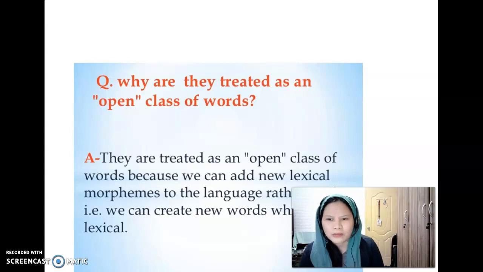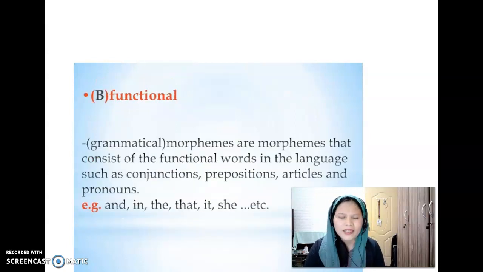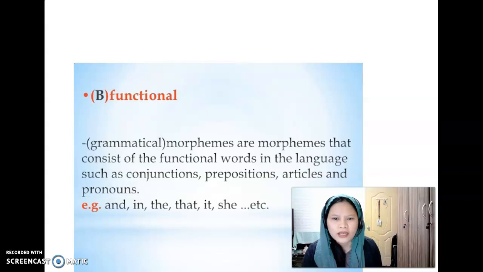They are treated as open class words because we can add new lexical morphemes to the language rather easily. We can create new words which are lexical. And the other one is the functional. We have morphemes that consist of functional words in the language, such as conjunctions, prepositions, articles, and pronouns.